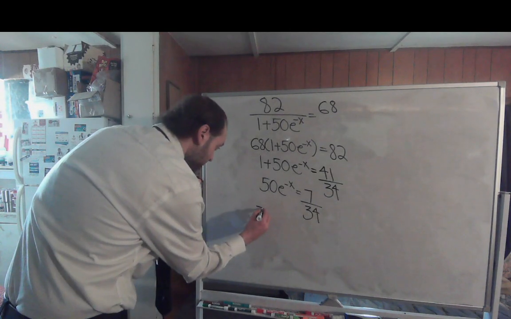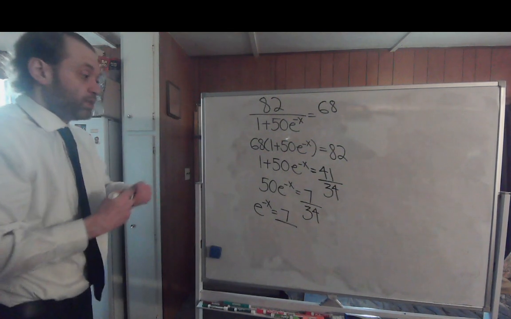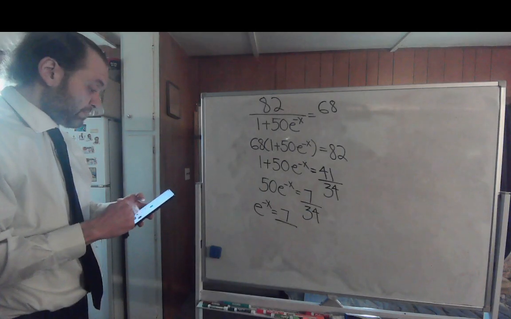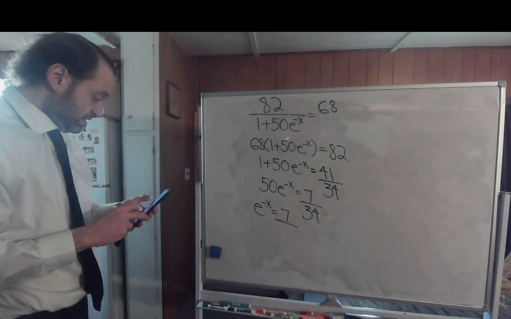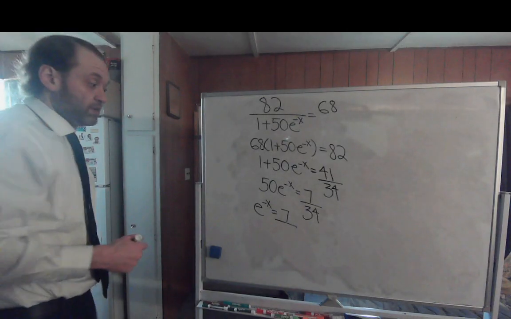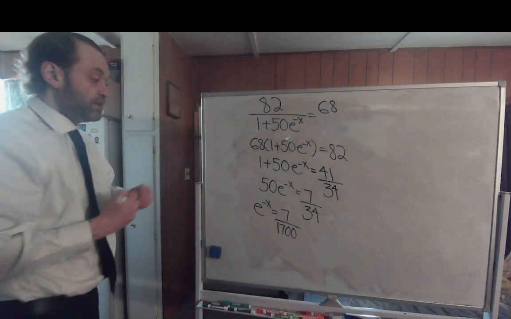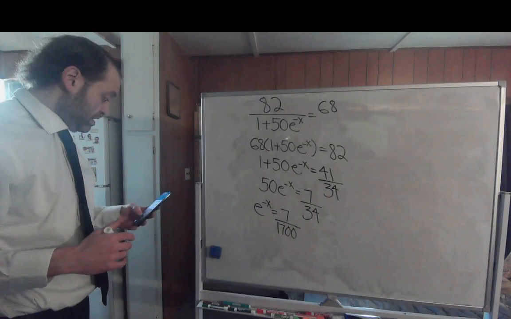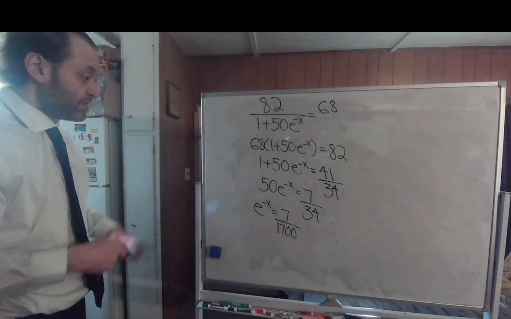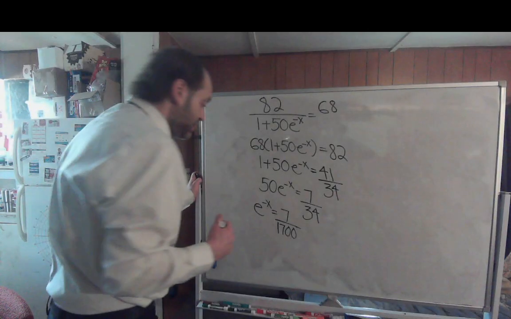Now we got to divide both sides by 50, so e to the negative x would equal 7 over, what the heck is 34 times 50? It's not going to be a good number, I can tell you that. Over 1700. But I wonder, does 1700 divide by 7 at all? Is there a way to simplify this? Nope. So you literally get e to the negative x equals 7 over 1700.